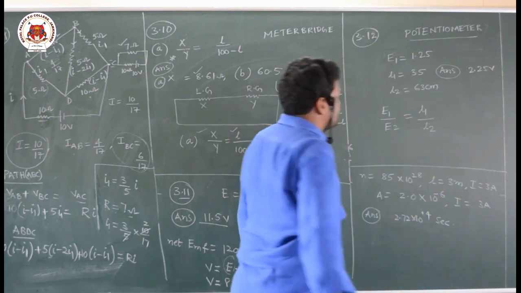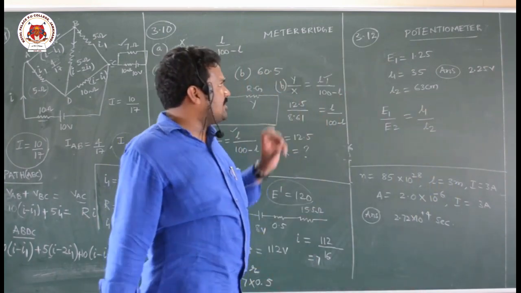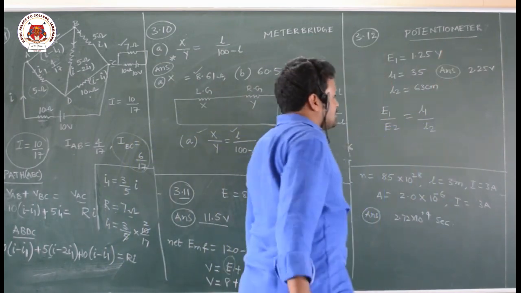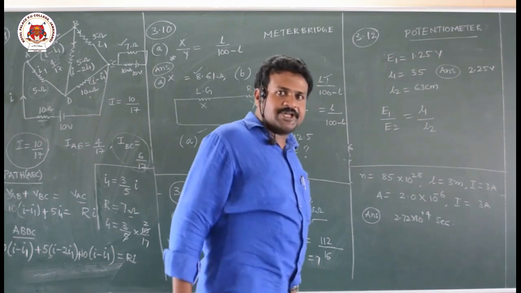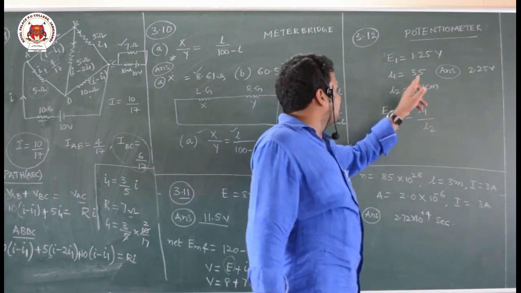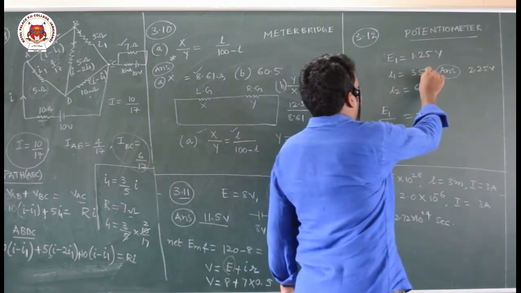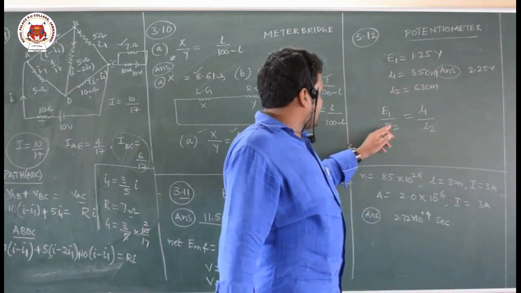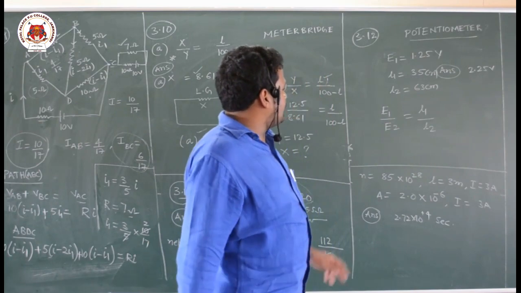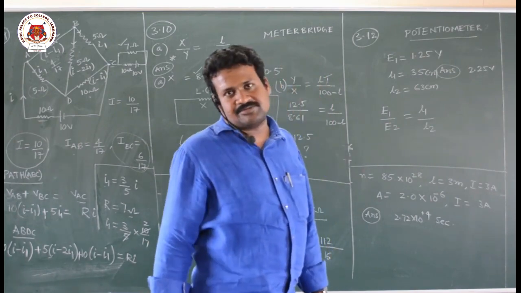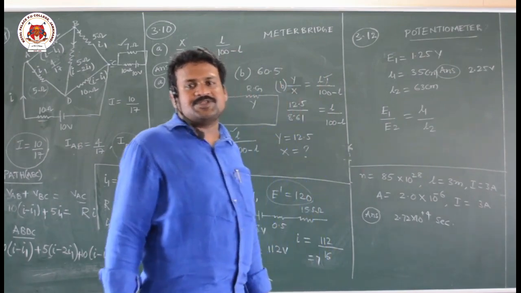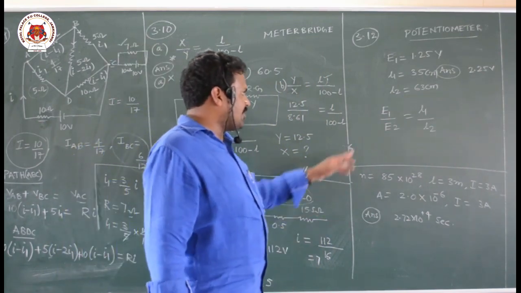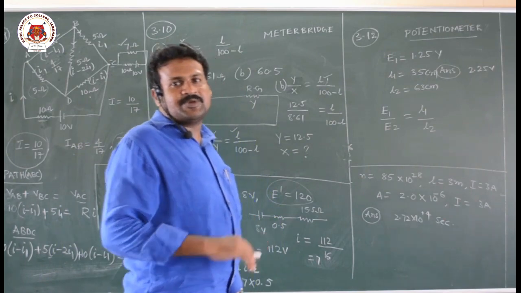So what he has given in the question is a cell of voltage 1.25 volt. This cell he first kept in the potentiometer and got a balancing length of 35 centimeters. Next time he kept another cell whose EMF is unknown. That is one of the uses of the potentiometer. By using a potentiometer we can find unknown EMFs. If you know the EMF of one cell, you can find the EMF of the other cell.